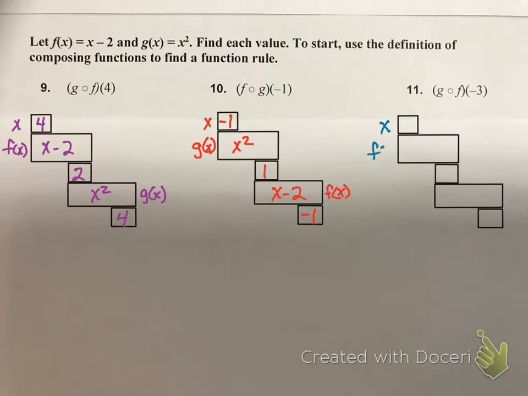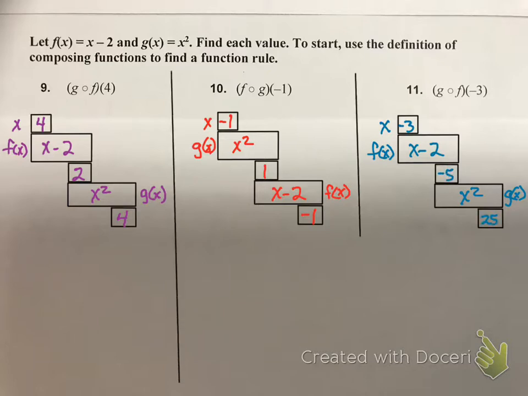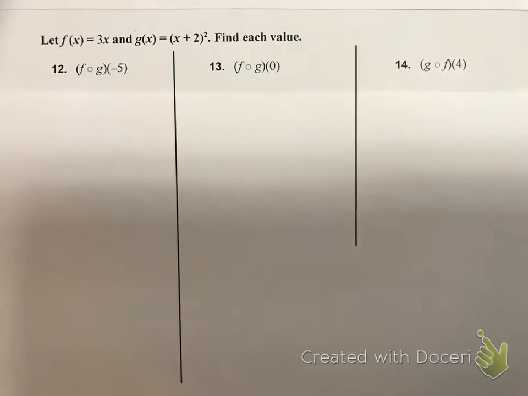Number 11, g of f of negative 3. Remember, x goes first, then f of x, and then g of x. So we've got x minus 2 for f of x, x squared for g of x, negative 3, so that gives me negative 5. Negative 5 squared is 25. I'm going to let these kind of play through also.